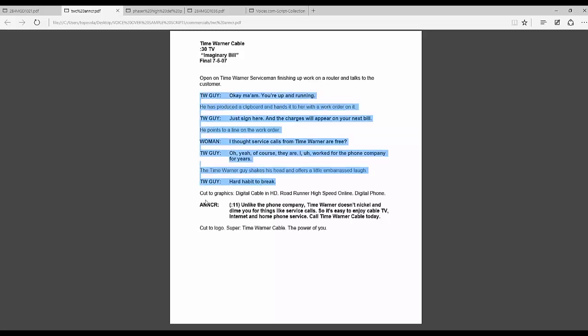Cuts to graphic of digital cable in HD, Roadrunner high-speed online, digital phone. Announcer: Unlike the phone company, Time Warner does not nickel and dime you for things like service calls. So it's easy to enjoy cable TV, internet, and home phone service. Call Time Warner Cable today.